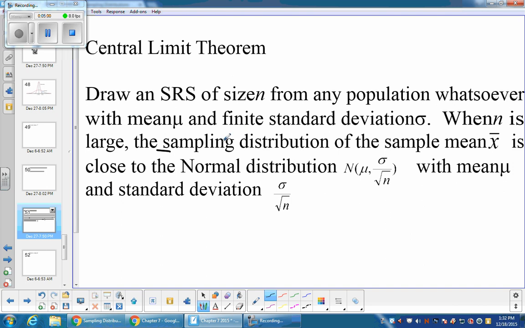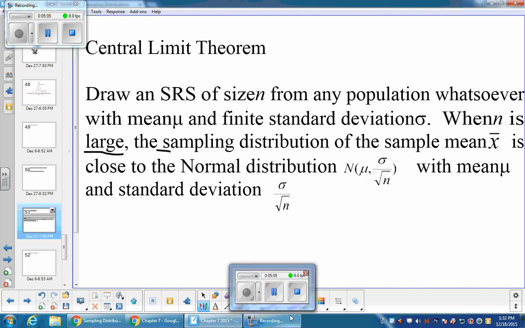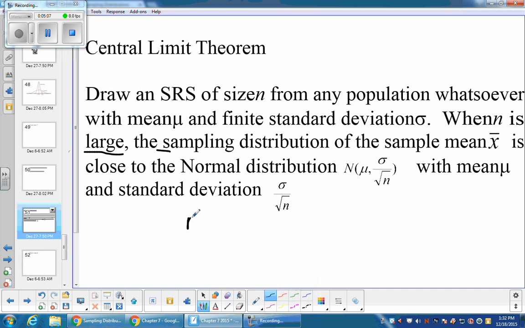And when it says large, what we're looking for is we want our sample size to be greater than or equal to 30. If our sample size is greater than or equal to 30, we're very comfortable in knowing that this sampling distribution is going to be normal or approximately normal.